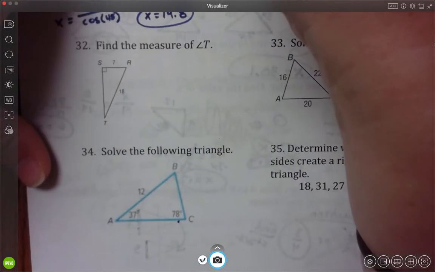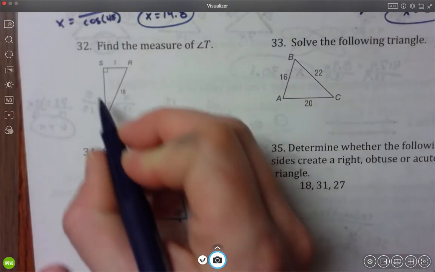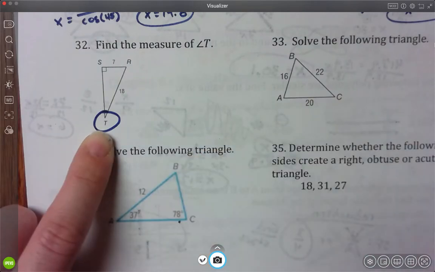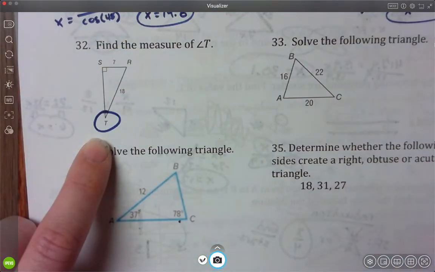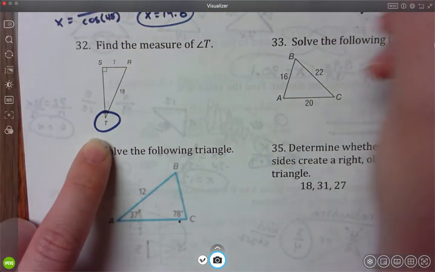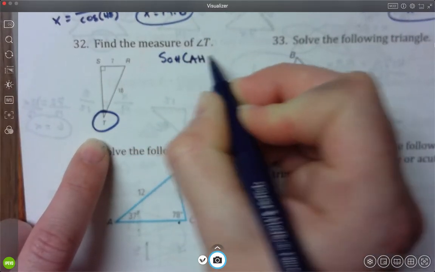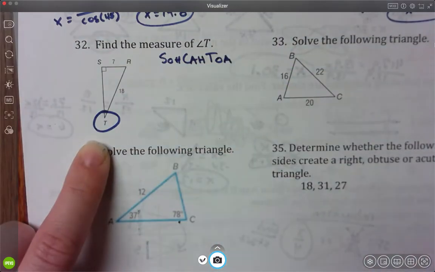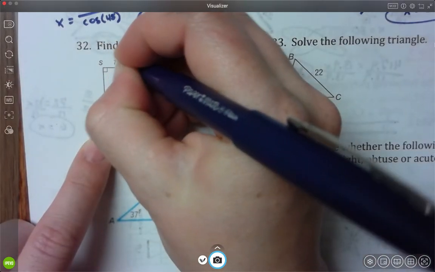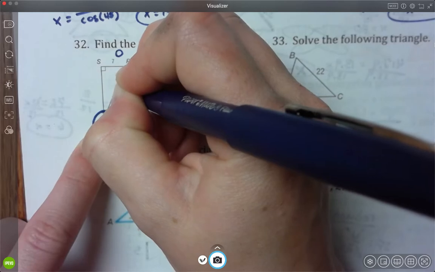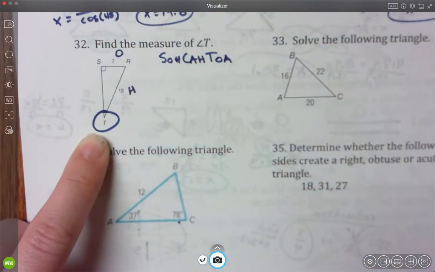Find the measure of angle T. Okay, now, angle T, we're solving for an angle here, but we still have 7 and we still have 18, okay? So we're still going to kind of do the SOHCAHTOA method, SOH, CAH, I don't know why I keep rewriting this, but that's okay. SOHCAHTOA. All right, 7 is opposite of T, 18 is the hypotenuse side because it's opposite the right angle, okay?